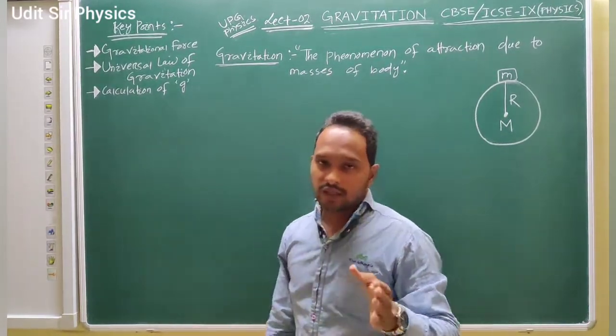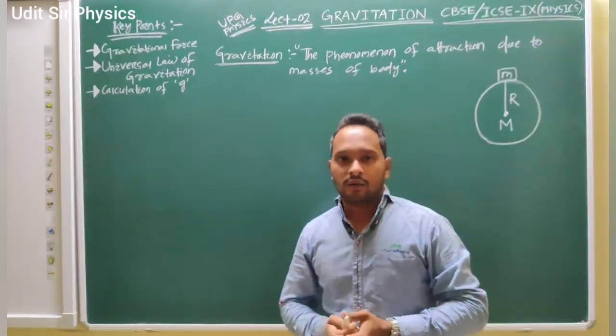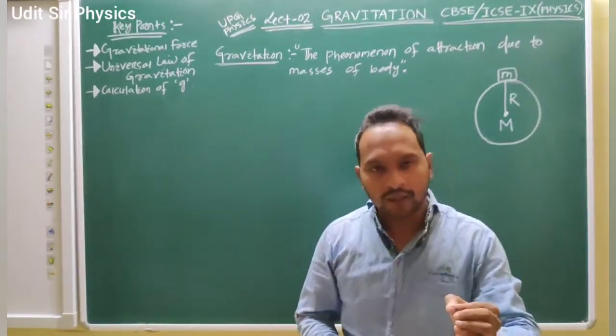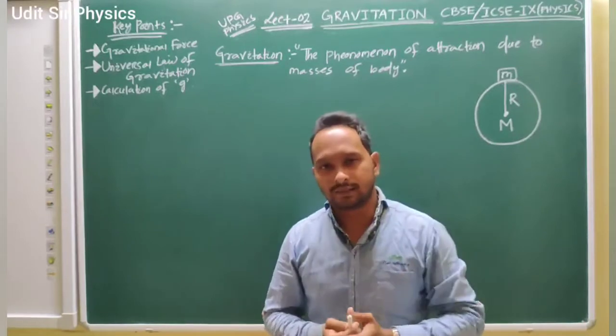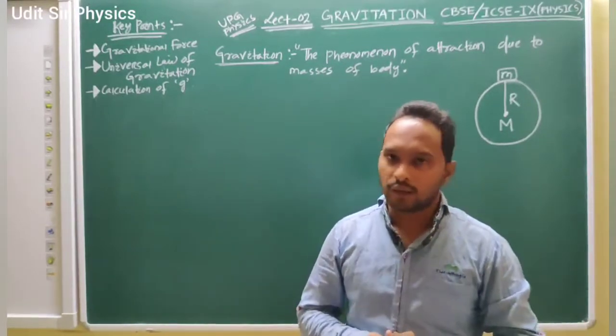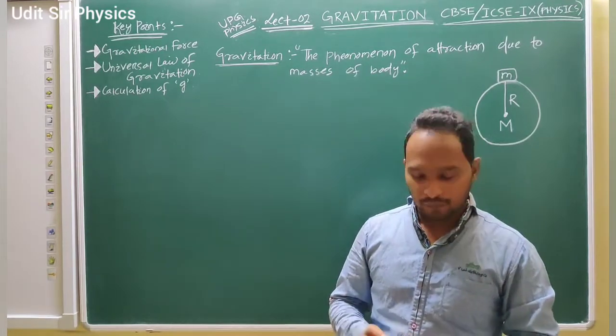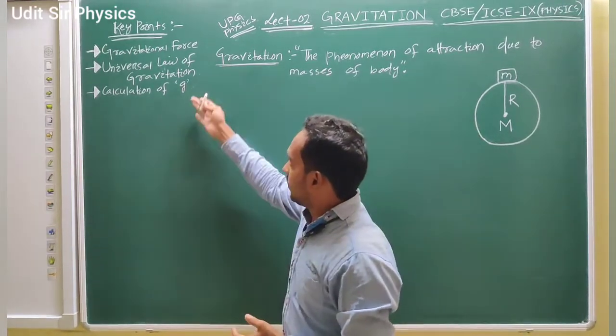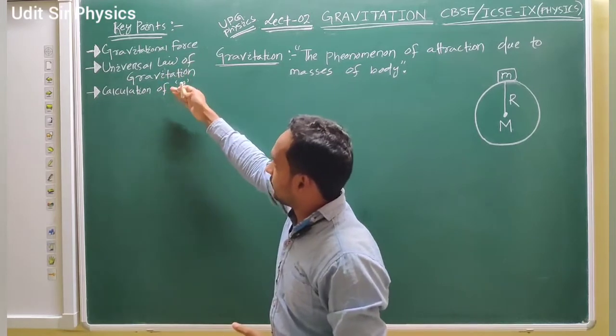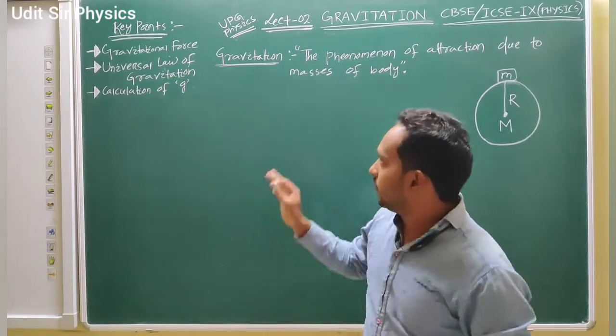So in our previous lecture, lecture number 1, we have already completed the introduction part and bodies in circular path, means some forces acting like the centripetal forces. So today we shall discuss that gravitational force law and calculation of small g.